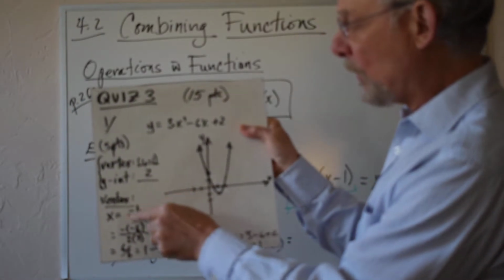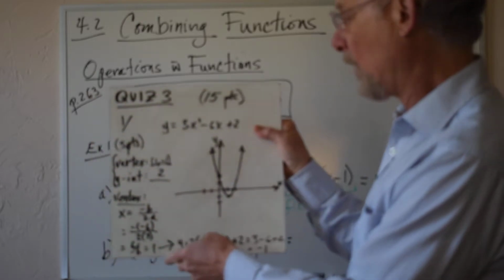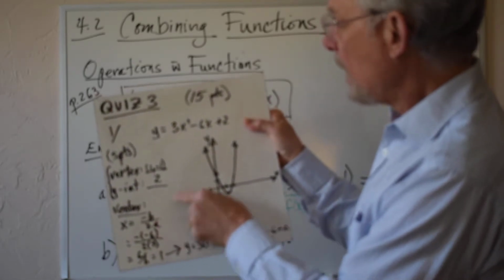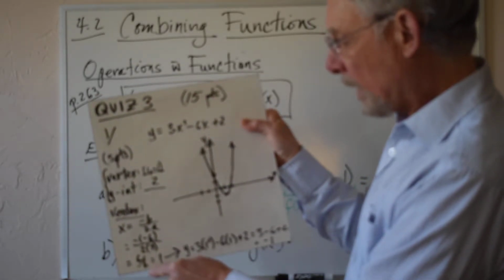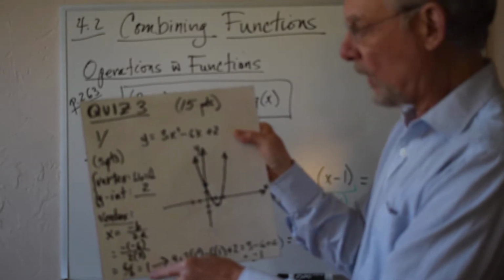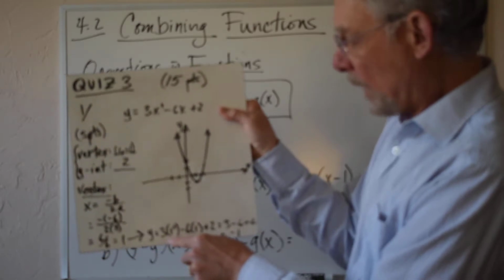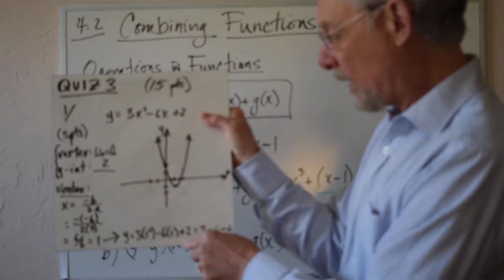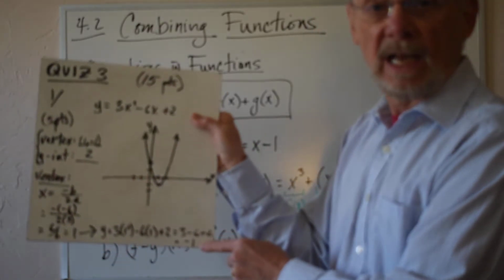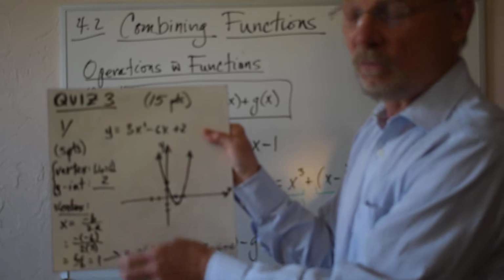Then to find the vertex, we use the formula x equals minus b over 2a, which was provided to you on the quiz. I plug in, b is negative 6, a is positive 3, simplify and I get 1. So we know that the vertex occurs where x is 1. So I take the equation and plug in x equals 1, and I calculate the corresponding y value, which turns out to be negative 1. So I can fill in this blank here. The vertex occurs at 1, negative 1.